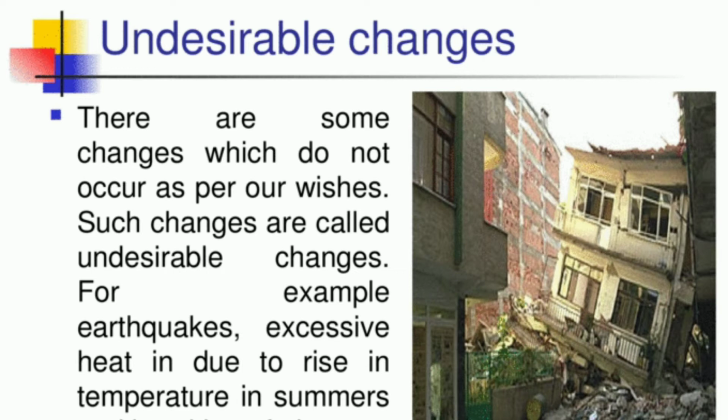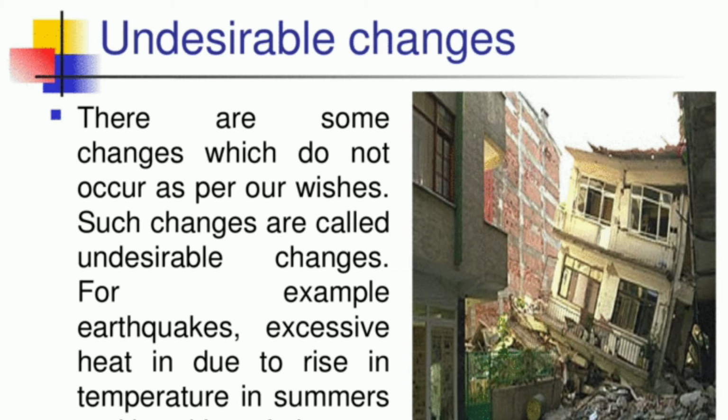For example, earthquakes. Of course, we don't want earthquakes to happen, right? And even excessive heat due to rise in temperature in summers, and breaking of glass. If you take summers, we don't want to bear that much high temperature, right? We don't want that high temperature. And even if you take any glass, we don't want it to break, right?